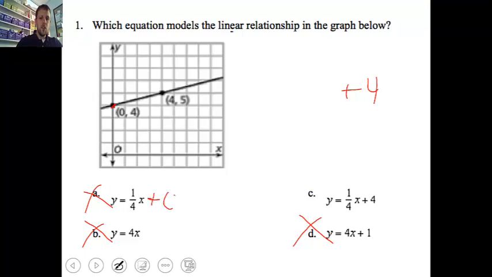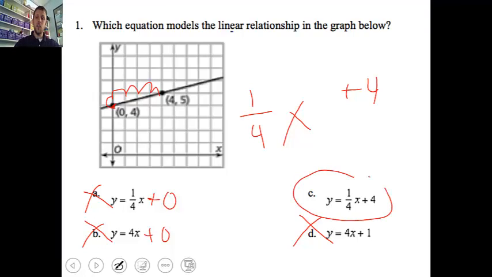This one, the y-intercept is 0. This one, the y-intercept is 0. And this one, the y-intercept is 1. The slope is 1 over 4. Counting 1, 2, 3, 4, so rise 1 over 4. So that'd be 1/4 x plus 4, giving me the answer, C.